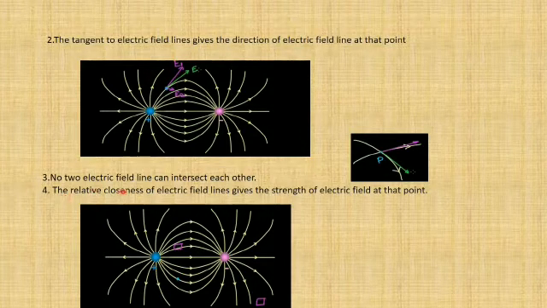The third is the relative closeness of electric field lines gives the strength of electric field at that point. Suppose you consider a case here, one with the purple rectangle. So at this point you can see the number of field lines is more. So where the electric field lines are more, that means the electric field strength is more here. And in this region, if I consider, the electric field strength would be less. Where the lines are more, the field would be more. Where the lines are less, the field would be less. So these are the 4 points you should keep in mind always.